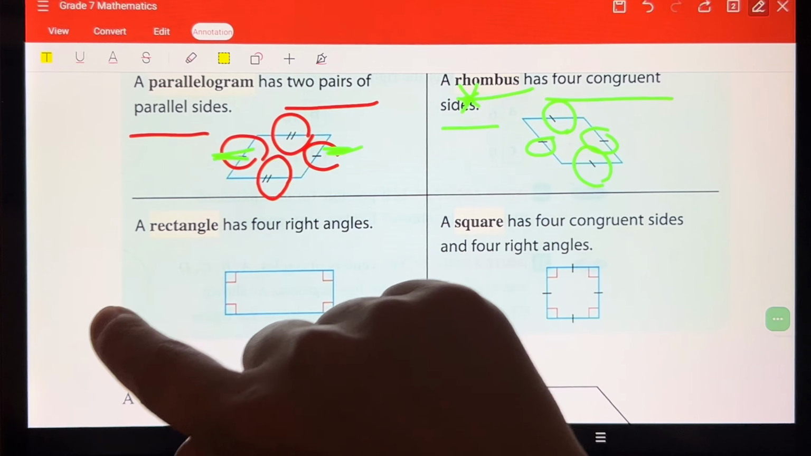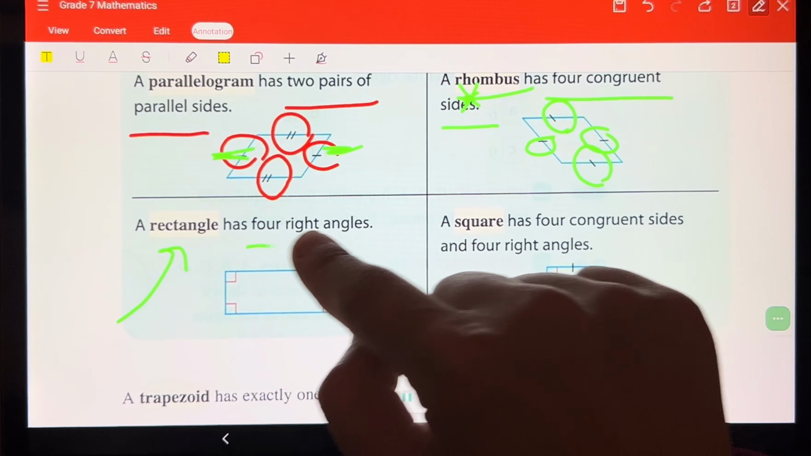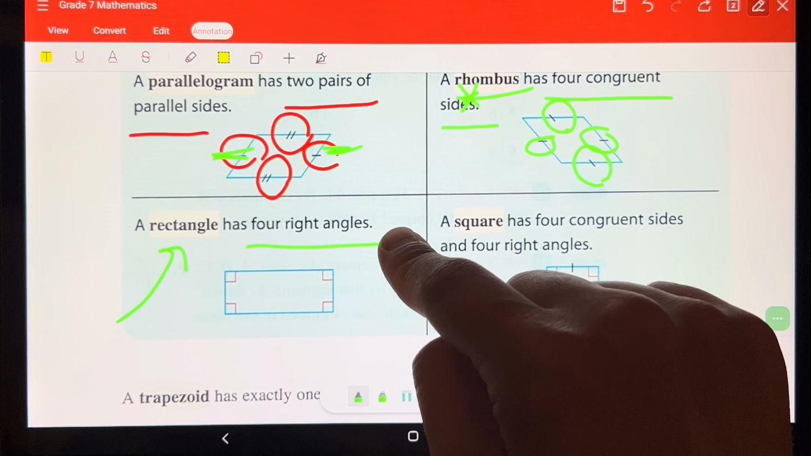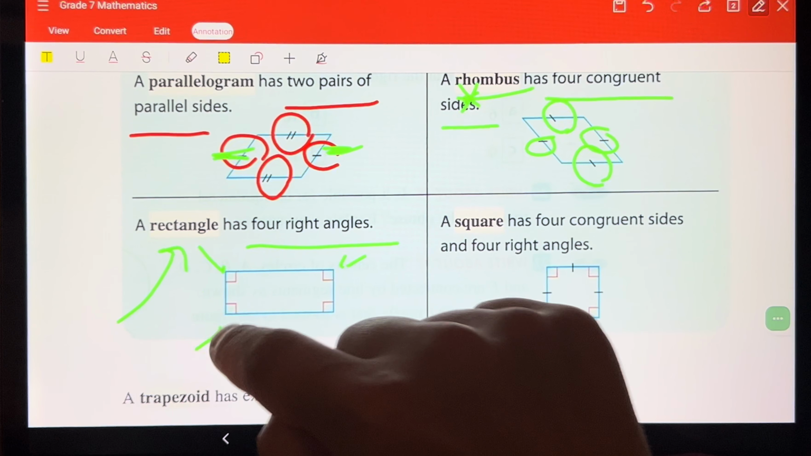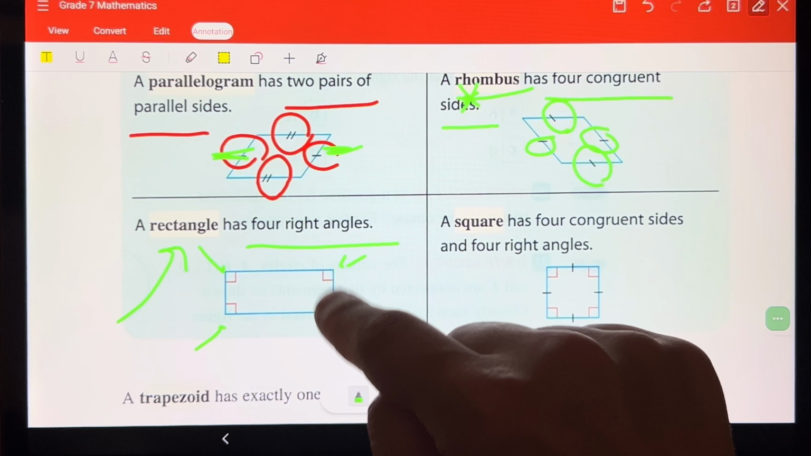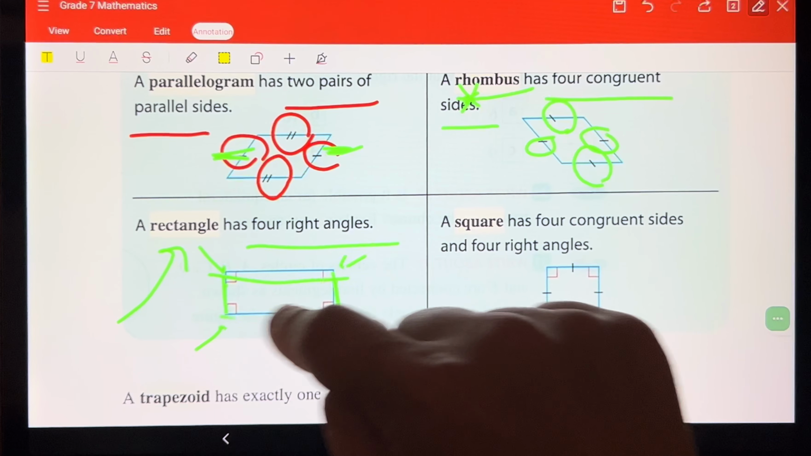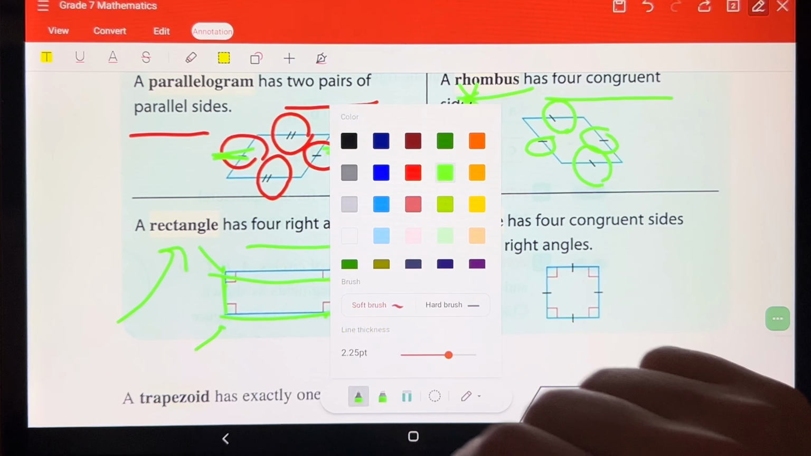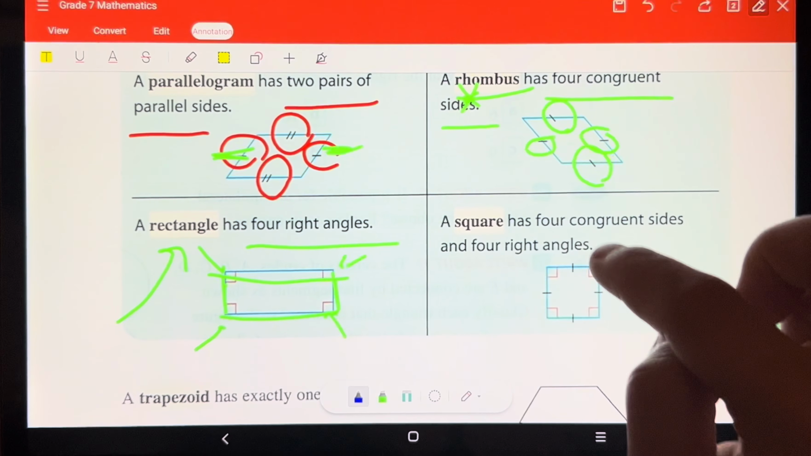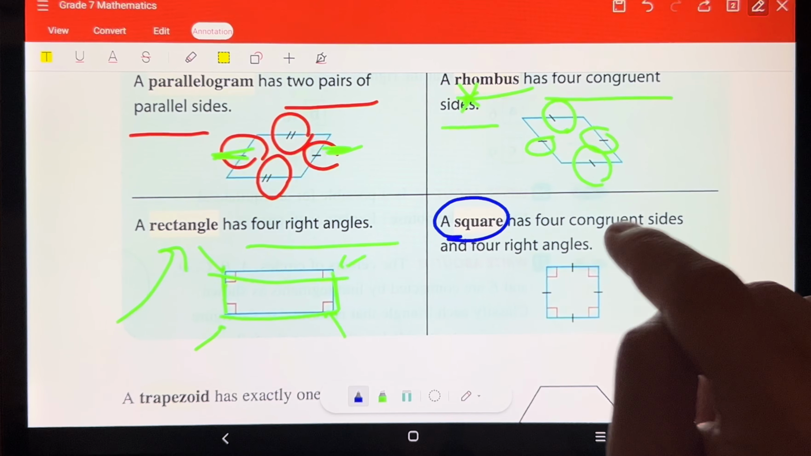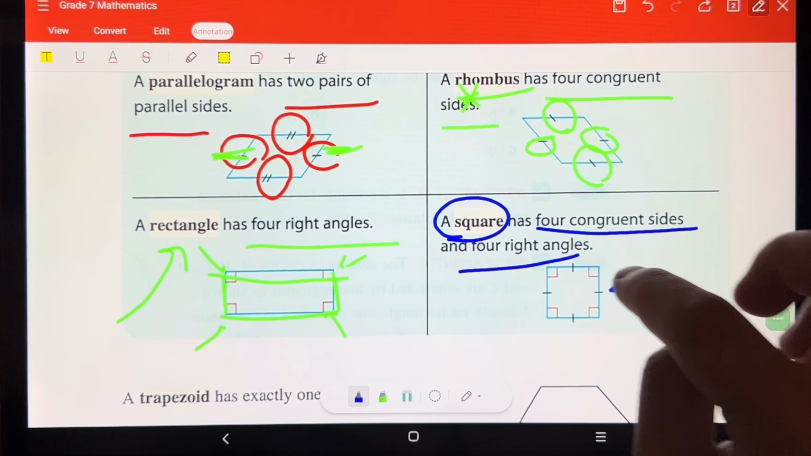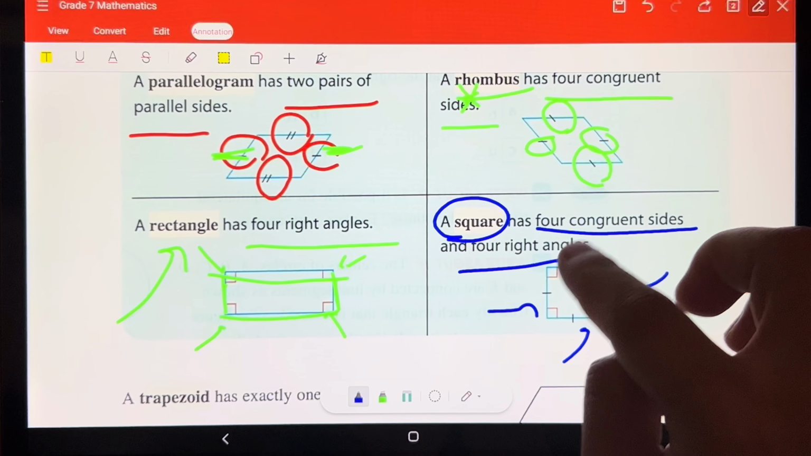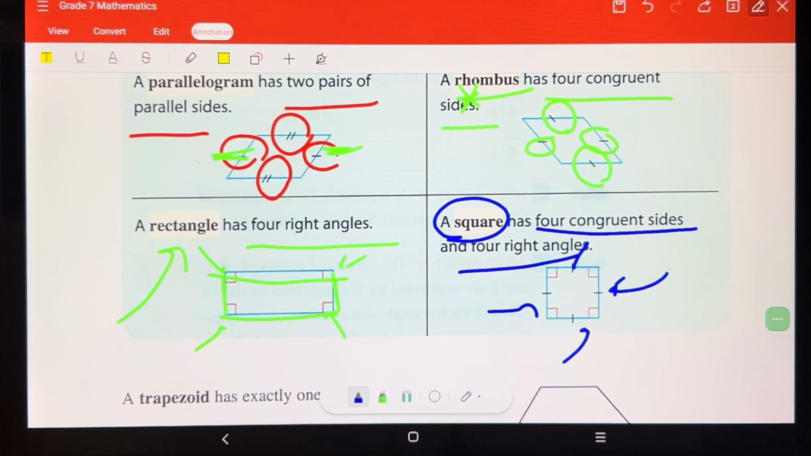Now, we've got a rectangle. It has 4 right angles. Be careful, it only has one property, 4 right angles. And of course, those 2 sides are short, the others are long. So do not mix it with the other ones. A square has 4 congruent sides and 4 right angles. All the sides of the square are congruent to each other, and it has got 4 right angles.